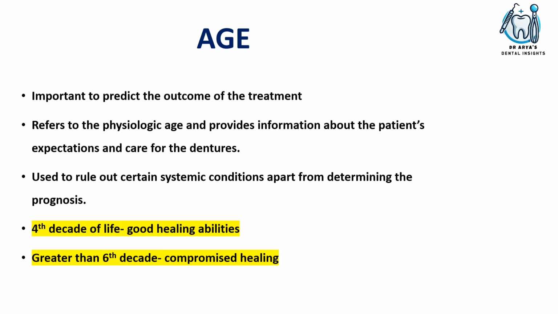So next one is age. It's an indicator of the patient's ability to wear and to use dentures, and it is important to predict the outcome of the treatment, and this refers to the physiologic age, and it provides information about the patient's expectations and care for the dentures. It is used to rule out certain systemic conditions apart from determining the prognosis, with good healing abilities shown by patients in their 4 decades of life and those greater than 6 decades showing compromised healing.